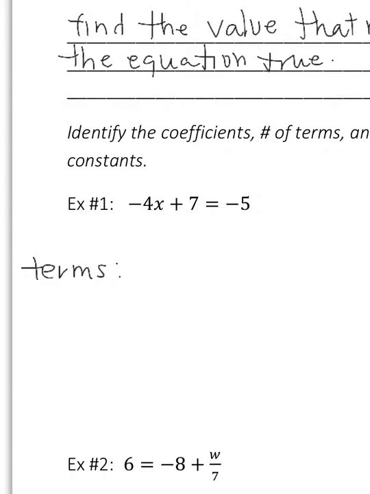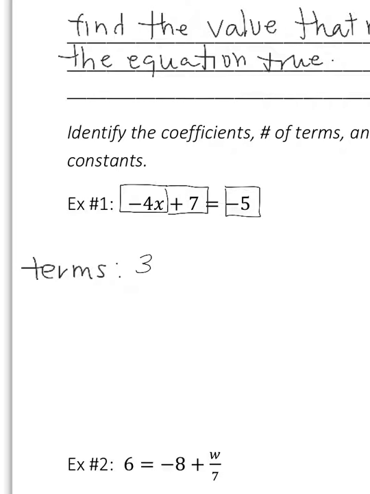So the first one is right here. So negative 4x is a term, positive 7 is a term, and negative 5 is a term. So the answer to that is 3. There's 3 terms in this equation.